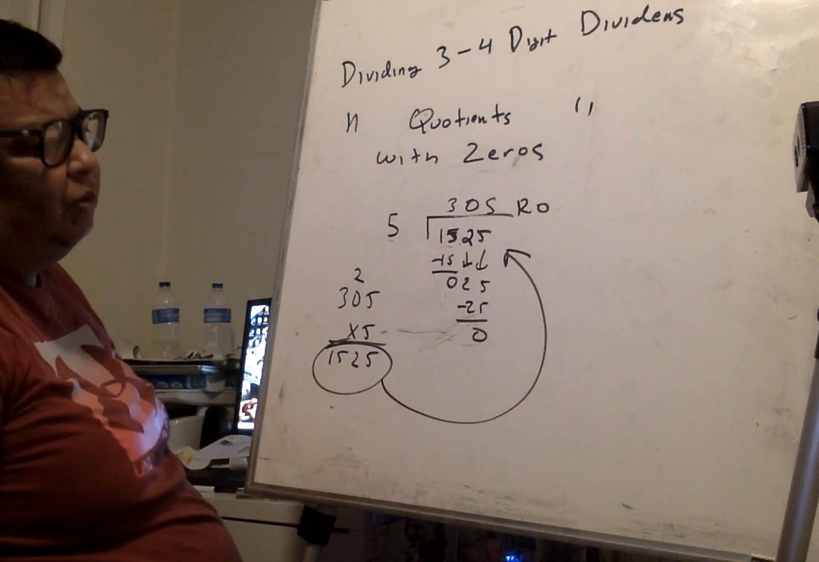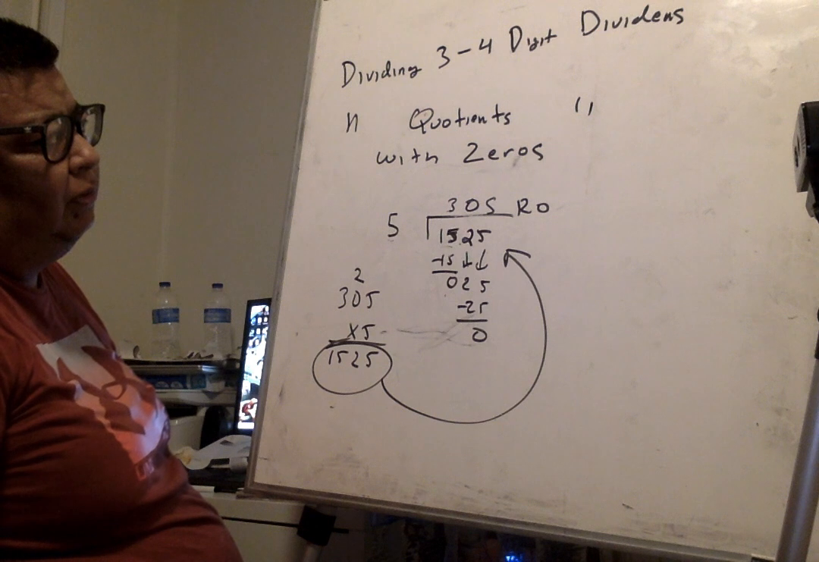So these are called quotients with zeros when you're dividing 3 to 4 digit dividends.